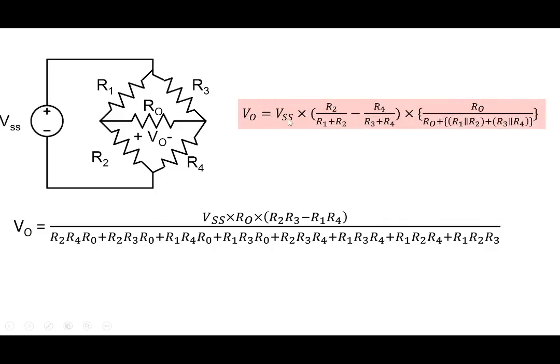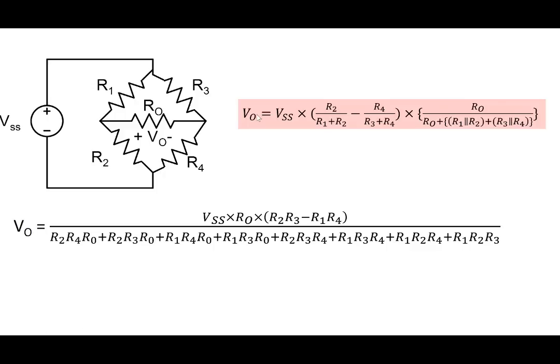V0 equal to VSS, R2 by R1 plus R2 minus R4 by R3 plus R4, R0 is here, R1 parallel R2, parallel combination, which means R1 into R2 divided by R1 plus R2. This is R3 parallel R4, meaning R3 into R4 divided by R3 plus R4. What if I told you that V0 can also be expressed like this? And both of them, if you plug in the values of R1, R2, all the resistors, and value of VSS, you'll get the same answer. So quantitatively, the expressions are the same.